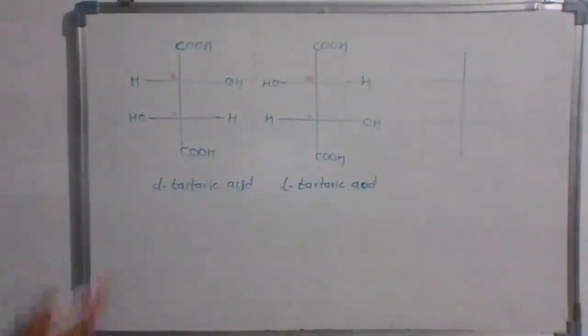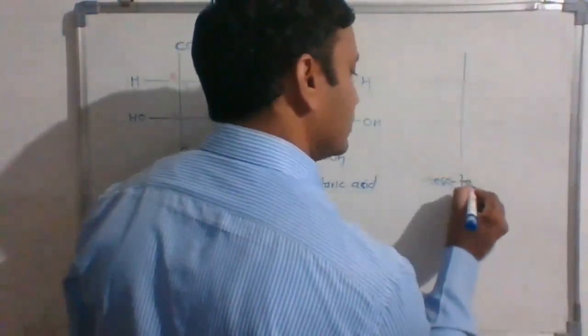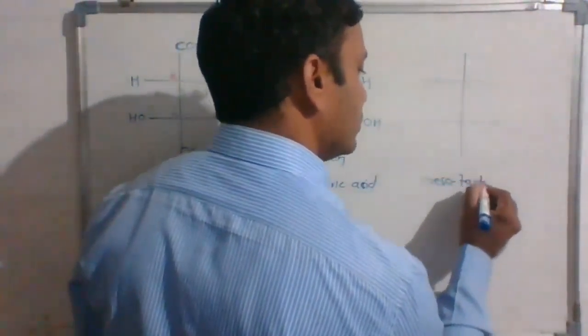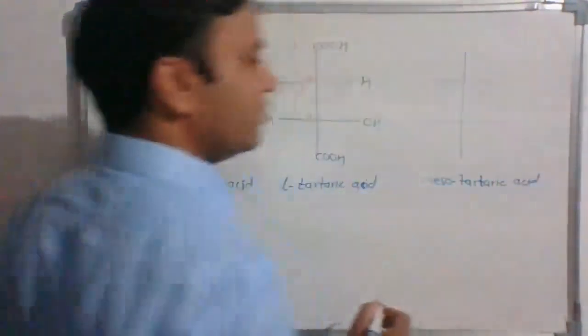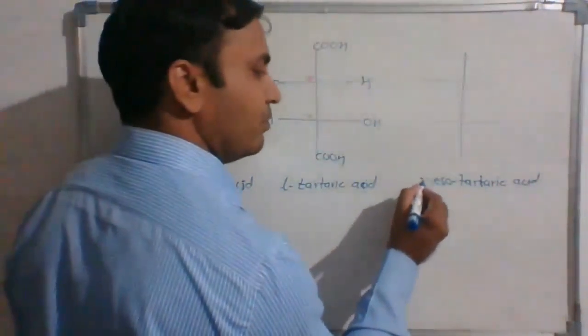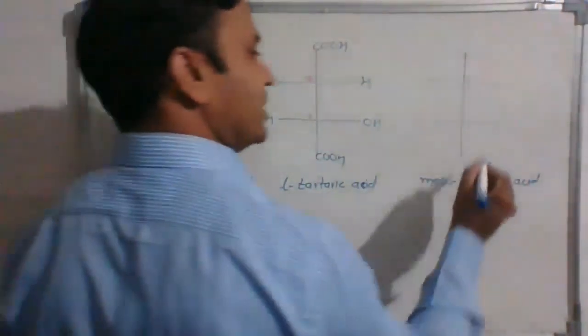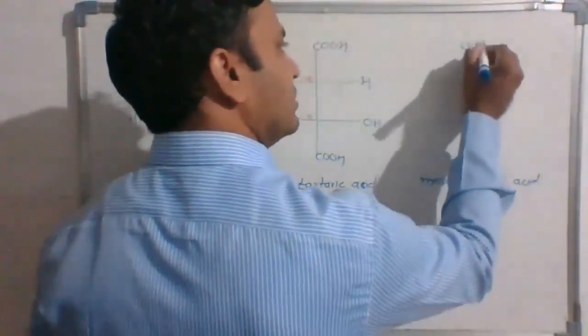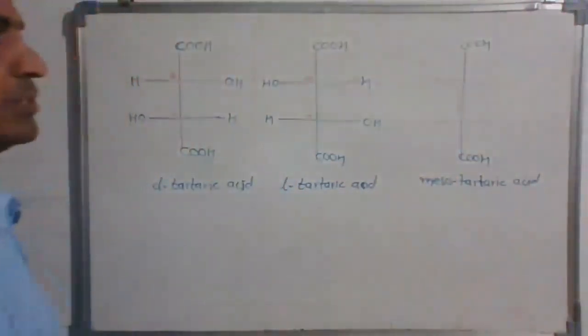Okay, but now look at the last one, meso tartaric acid. I will write the name at first and then put the groups. Tartaric acid, meso tartaric acid, meso, M-E-S-O. See, in the meso tartaric acid, carboxyl groups will have their same position.